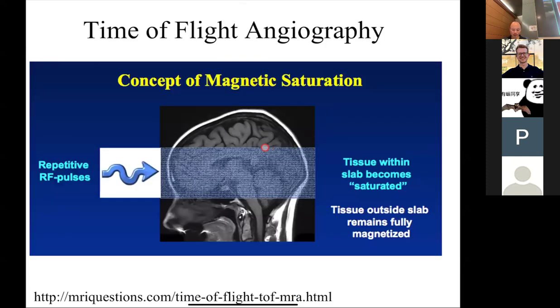So this is the concept of magnetic saturation, where we apply repetitive RF pulses. So everything here gets saturated, right? We're sort of knocking it down so that anything that hasn't seen those pulses that's coming in looks really bright.